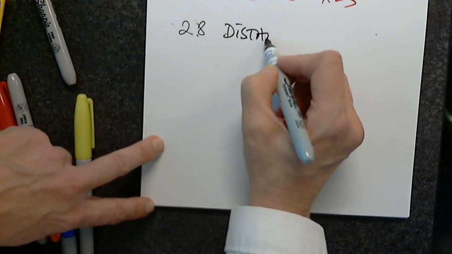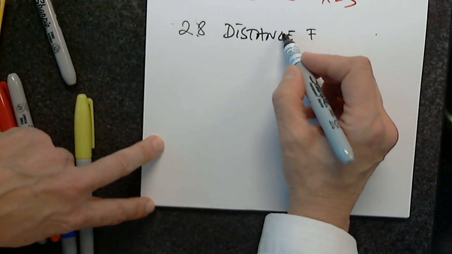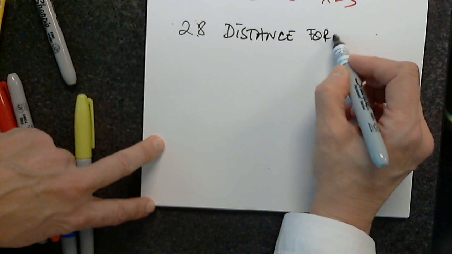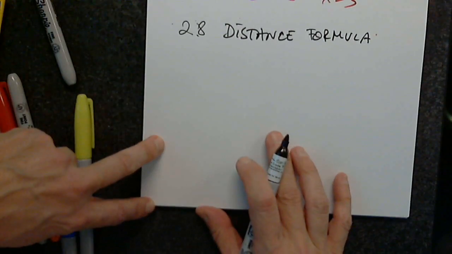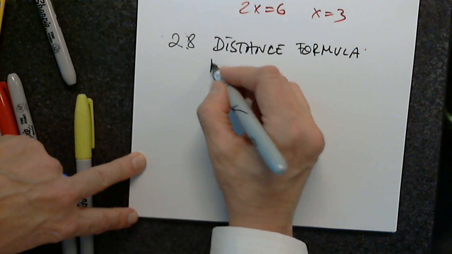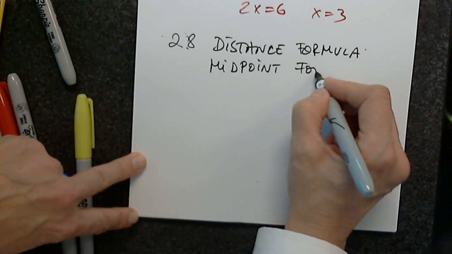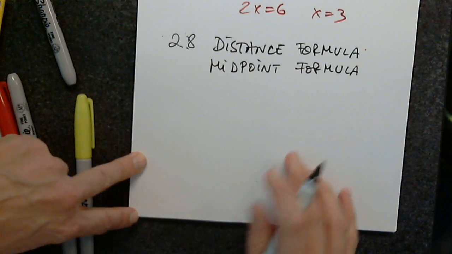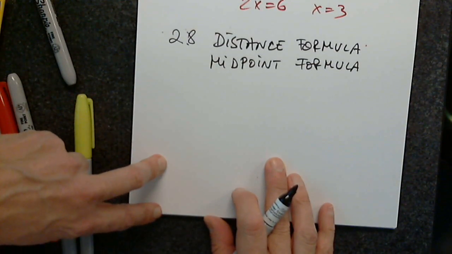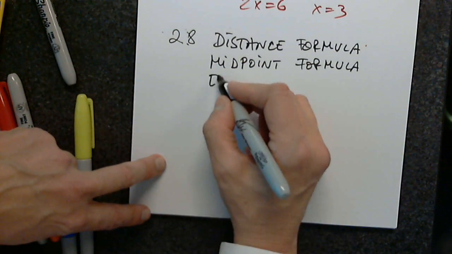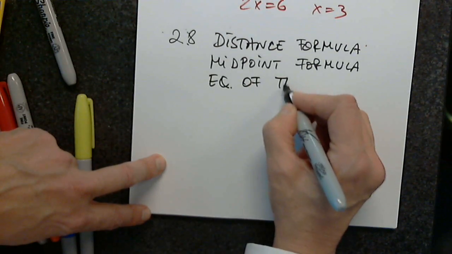Distance formula. I know you remember this. The next one is the midpoint formula. And the third one, which is not a review, is the equation of the circle.